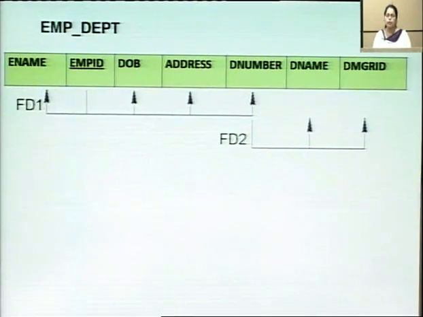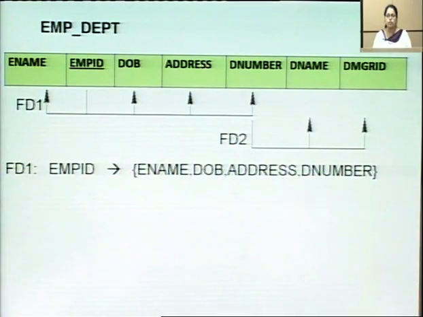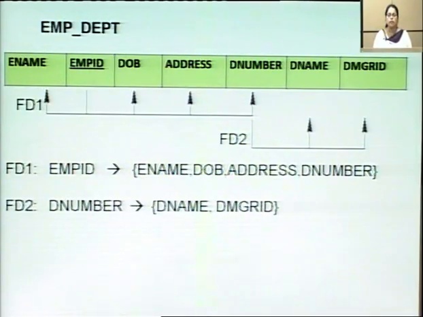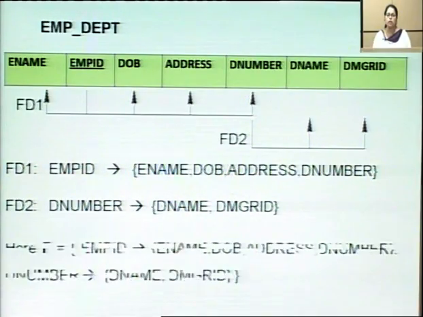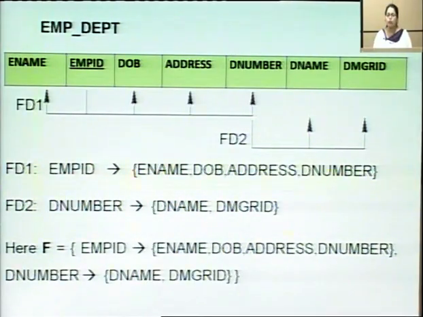For example, consider this relation. Here two functional dependencies exist. One is functional dependency 1, employee ID determines the value of employee name, date of birth, and so on. Second is department number determines the value of department name, department manager ID. So here the value of F is the set of these two dependencies, FD1 and FD2.